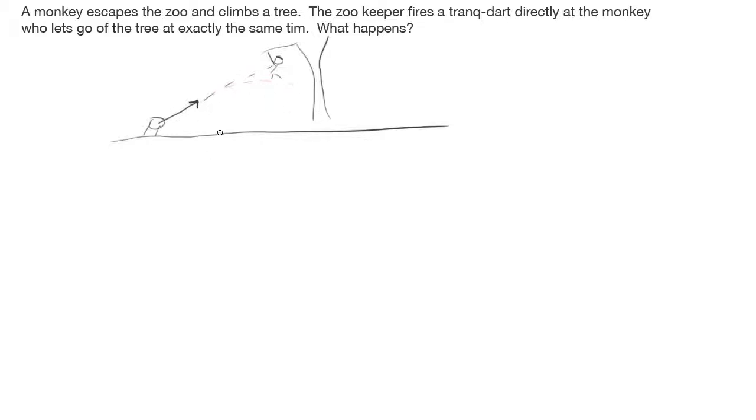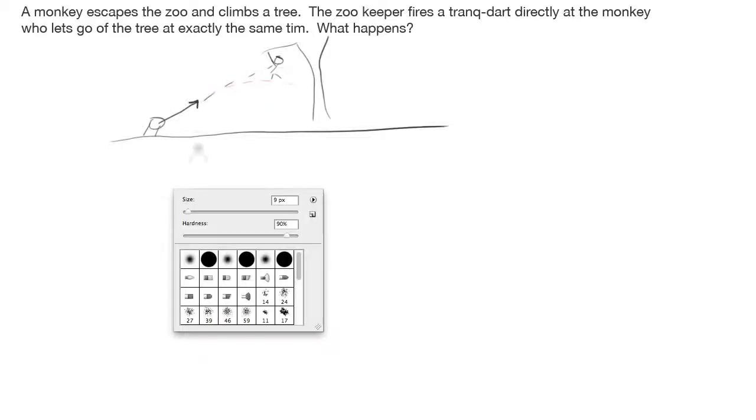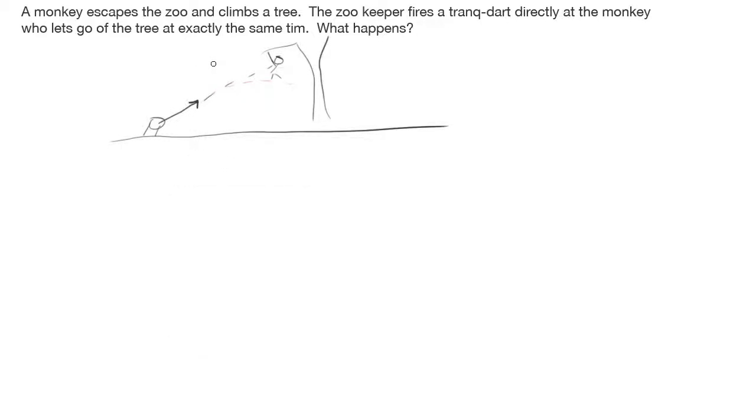All right? So the question, though, is what happens if the monkey lets go? Right, so the monkey's going to let go of the tree at the exact same instant. So this is a little bit tricky because why? Well, we have two things going on here. We have two projectiles. One projectile is the dart. One projectile is the monkey. All right, and we need to sort of solve and see what happens to each of those things.